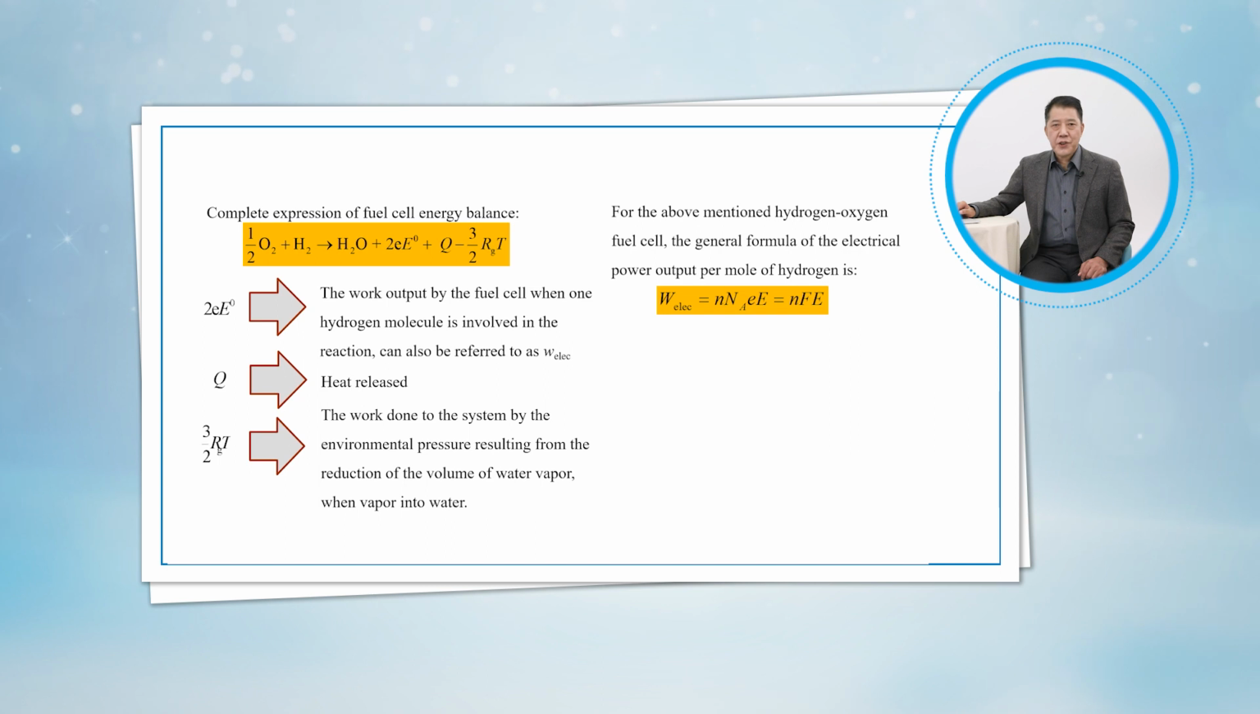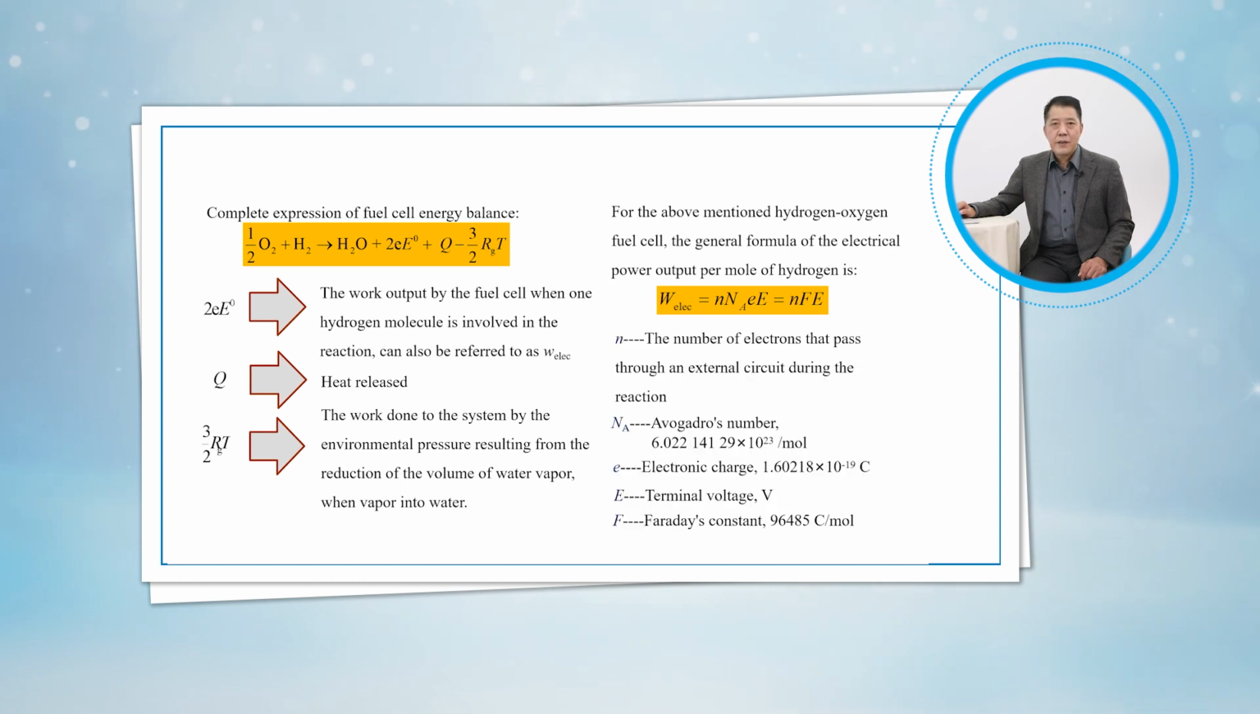For the above-mentioned hydrogen-oxygen fuel cell, the general formula of the electrical power output per mole of hydrogen is. The meanings and values of parameters in this equation are.